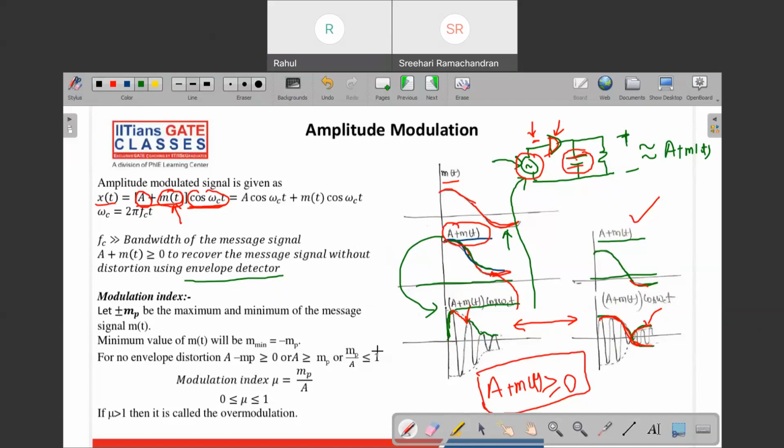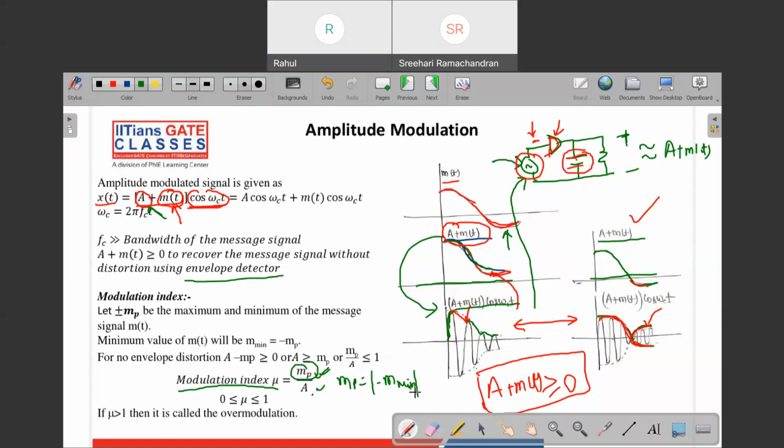Here there is a term called modulation index, and that is equal to Mp by A, where A is this constant that we have written here, and Mp is the maximum value of the message, or you can say the minimum value of the message. Here I am assuming that the maximum and the minimum have the same magnitude. So its maximum value is Mp and minimum value is minus Mp. So the modulation index will be given as Mp by A, where Mp is the mod of the minimum value.